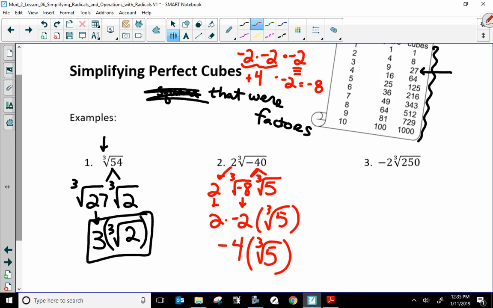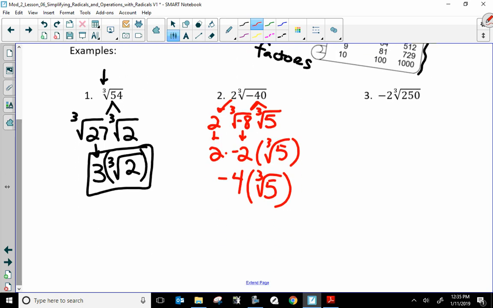So what you should be asking me is this. Mister, what if instead of putting my negative with the 8, I put it with the 5? All right, well, your answer would have been 4 times the cubed root of negative 5, wouldn't it? If my negative was here with the 5, it should be here with the 5, right? Think about multiplication. This is what we're doing.